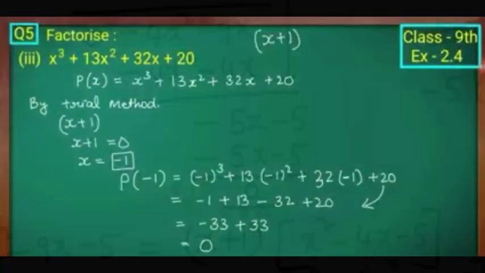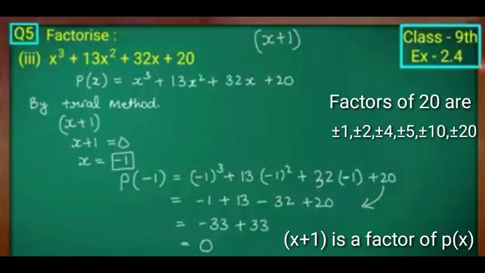Now, third one, let the given polynomial be p of x equal to x cube plus 13x square plus 32x plus 20. Factors of 20 are plus or minus 1, plus or minus 2 and so on. First we have to find one linear factor. By trial method we will take x value minus 1.